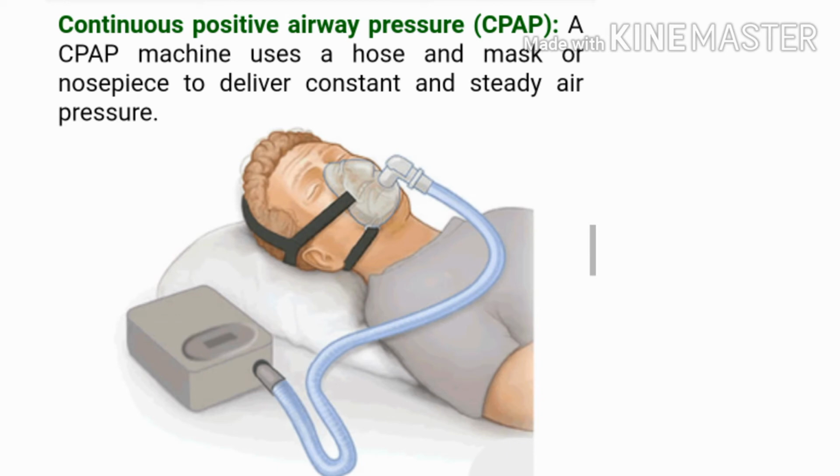And this is continuous positive airway pressure, or you can say CPAP. A CPAP machine uses a hose and mask or nose piece to deliver constant and steady air pressure, and you can see the image very clearly of CPAP.